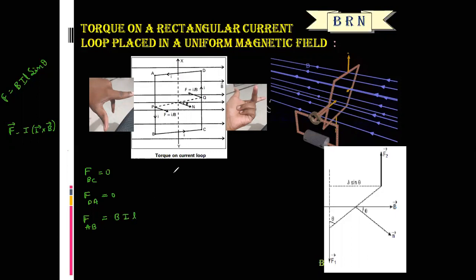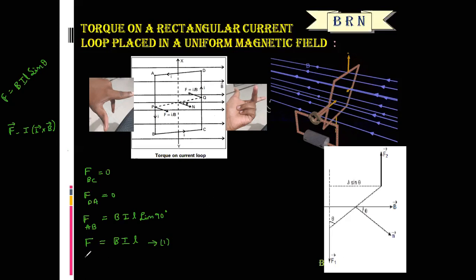What is the meaning of L? L is the length of the side AB. Okay, length of AB, length of CD, both are same. So BIL sine theta, where theta is the angle between L vector and B vector, so that is 90 degrees. So the force acting on the side AB is maximum. Okay, consider it simply as F. F is equal to BIL, and call this equation number 1.